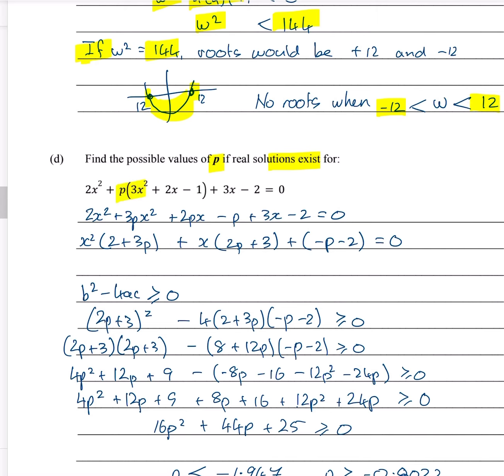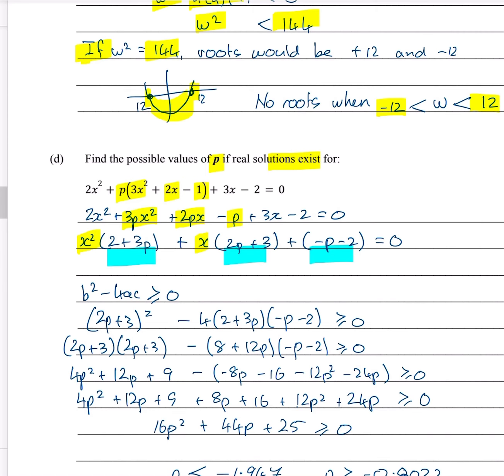And a similar thing here, find possible values for p if a real solution exists. We have to multiply p into each of this bracket. So there's expanding the p. Now we put our x terms together and we factorise the x squared, factorise the x, and so we have a, b and c. So a is 2 plus 3p, b is 2p plus 3, and c is negative p.